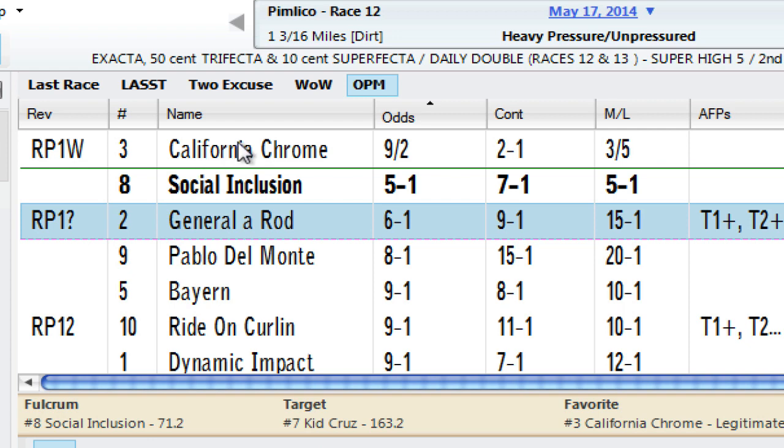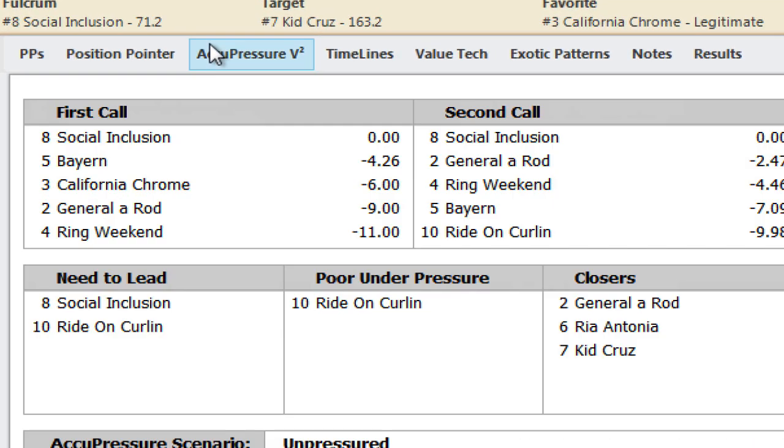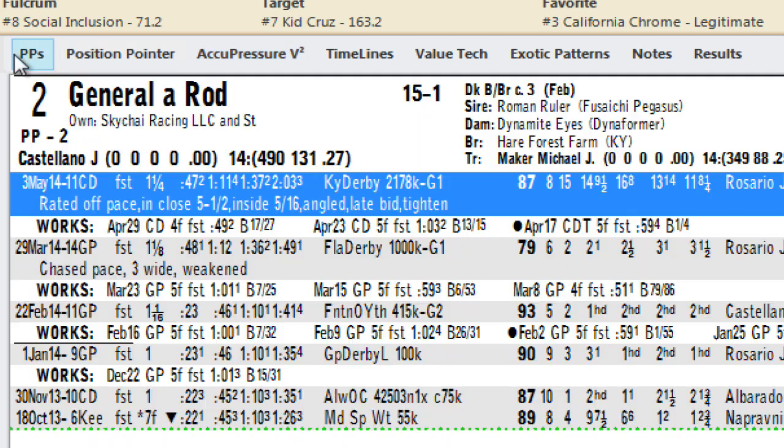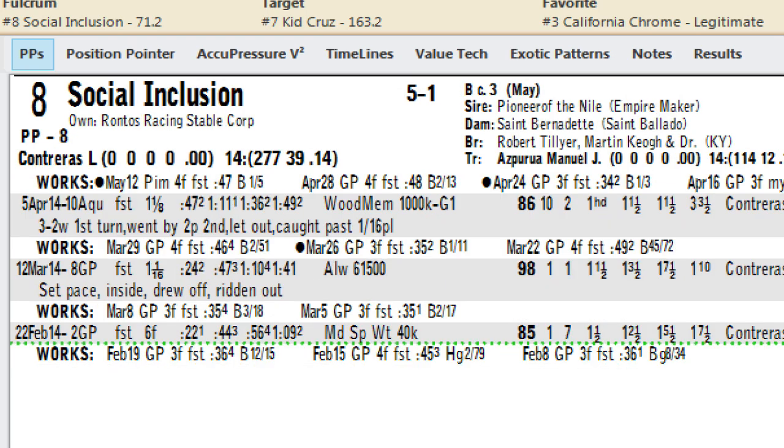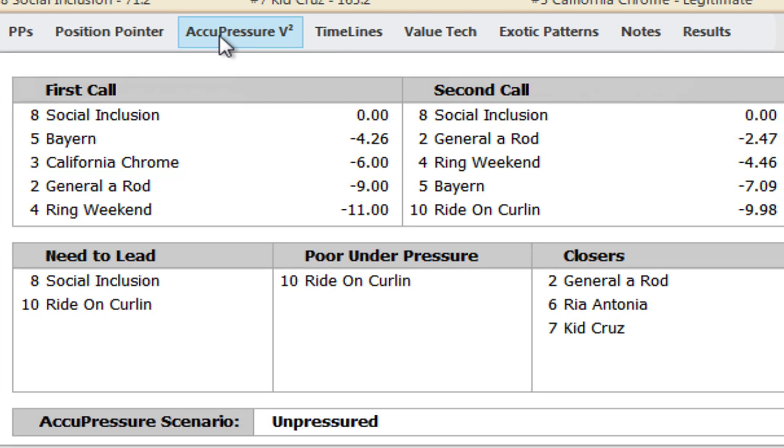Now, what's interesting in this edition of the Preakness Stakes is that the race comes up unpressured. And if we look at the pace, the colt that owns both the first and second call is Social Inclusion. This is not much of a surprise if you look at his past performances. He's always been on the lead in the first. He's owned the first and second calls. So I think that's going to be a very serious part of the pace.